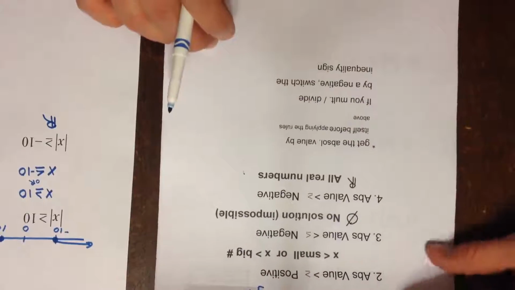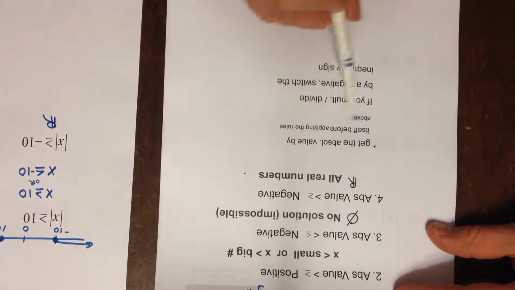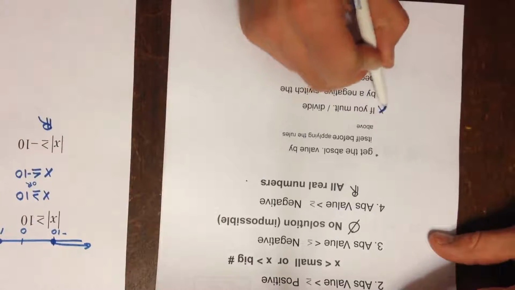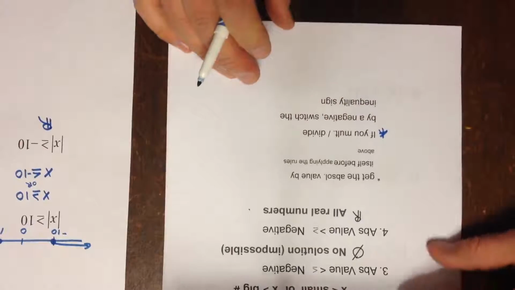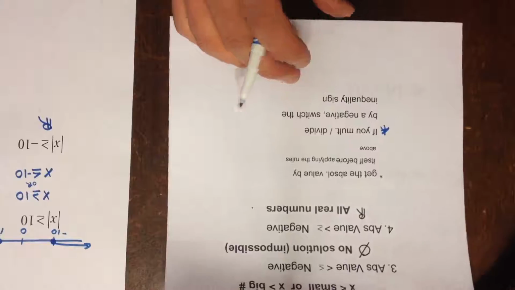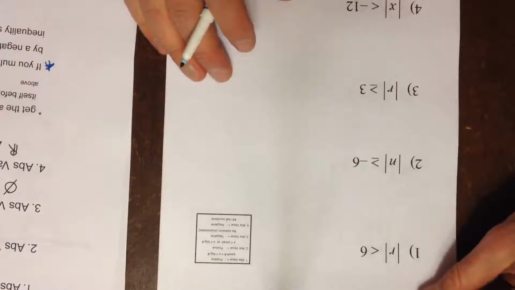The other key thing is you want to make sure you get the absolute value by itself before applying these rules above. And also, this is a big one, if you multiply or divide by a negative, you have to switch the inequality sign. Okay, so hopefully that initial explanation helps a little bit.